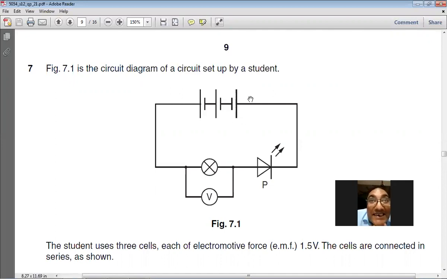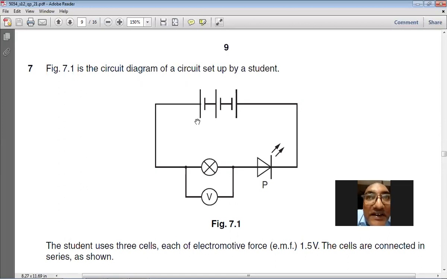So this third cell is cancelling this second cell because they all have the same EMF. These two cells are basically cancelling each other because here you connected negative with the negative. So now only this cell is good. Only this cell is providing the electric energy. So only 1.5 volt EMF is provided by this battery instead of 4.5 volt because the cell number 3 has been connected in the wrong way.